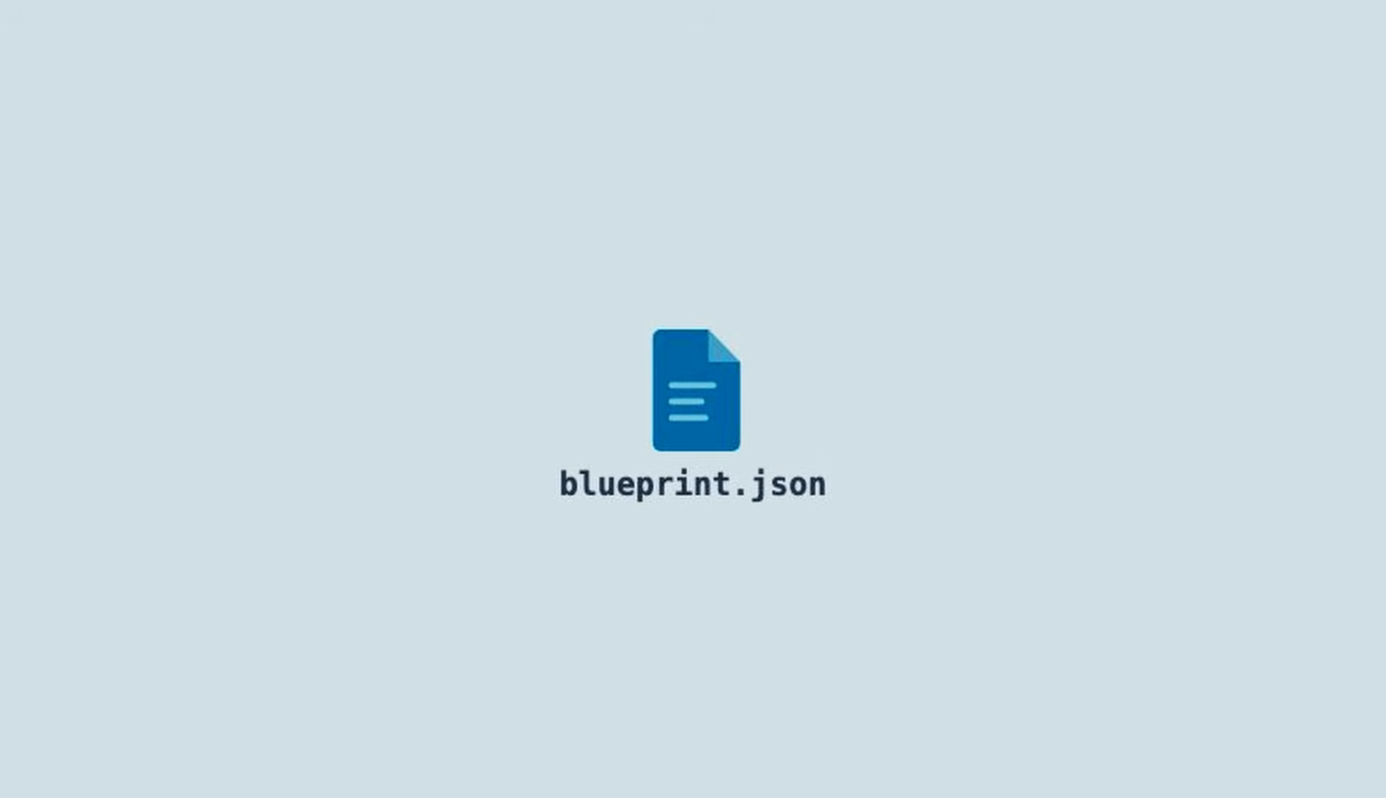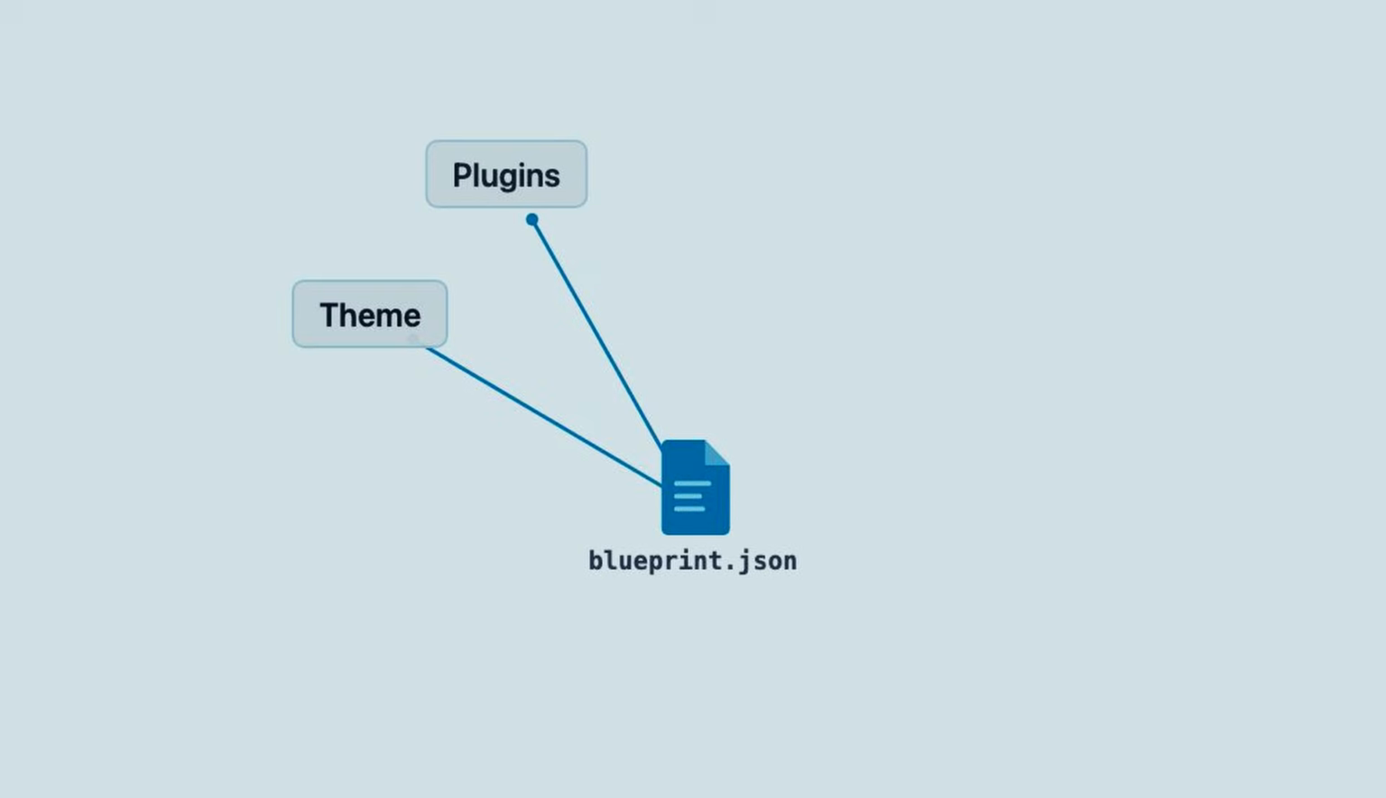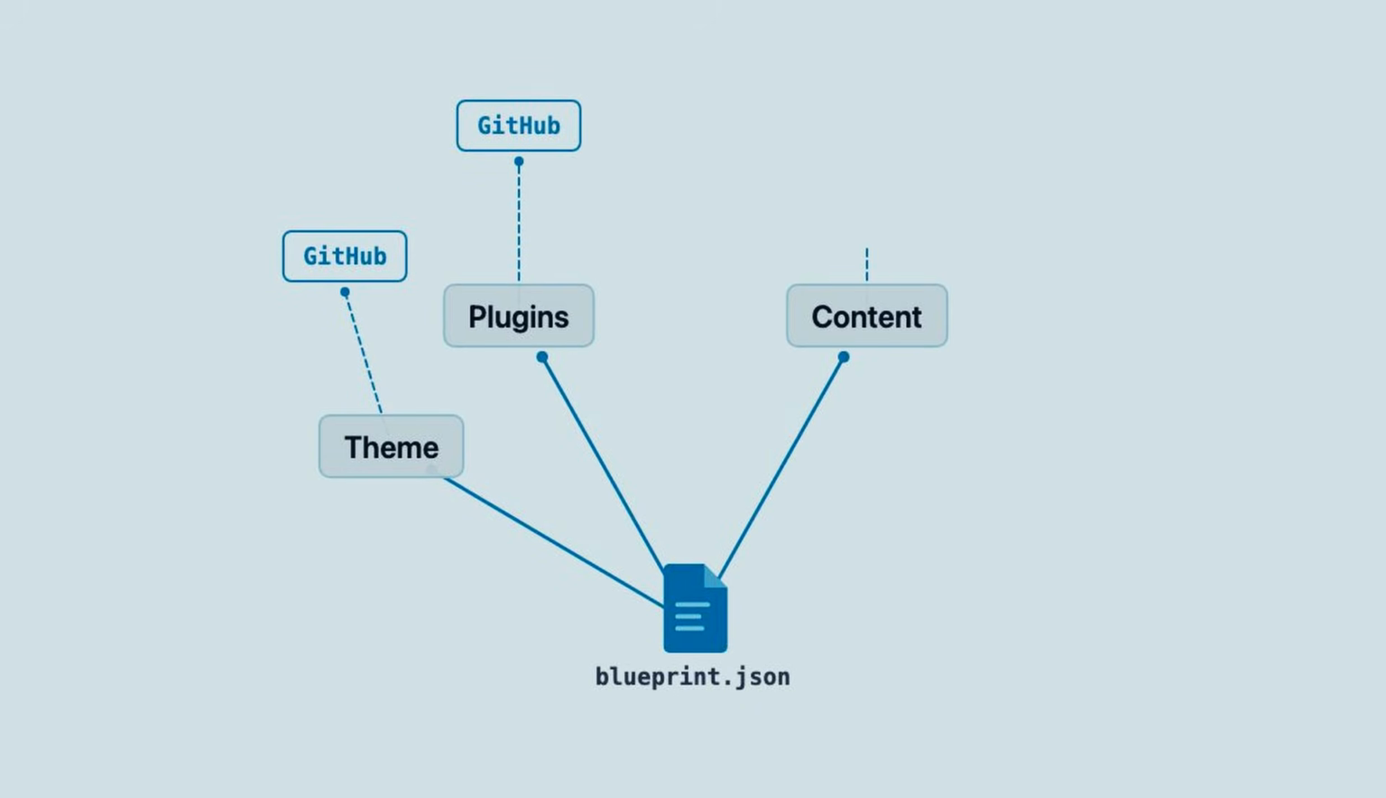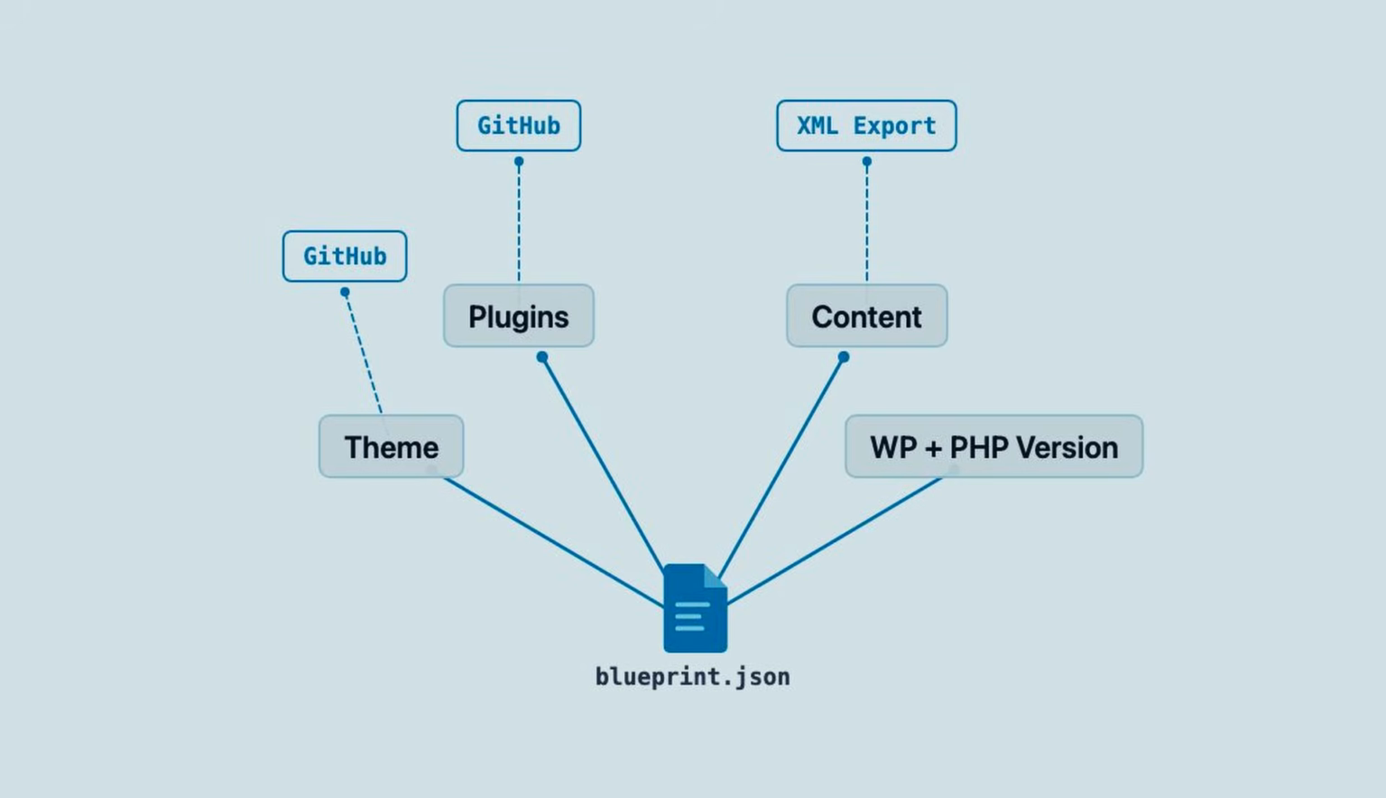So blueprints are the JSON configuration file that tell Playground how to set itself up. You define what theme to install, what plugins to load, and what content to import. You can point that directly to your GitHub repositories for your themes and plugins, and you can pull in dummy content via an XML export. You can even set up which version of WordPress and which version of PHP it boots with, which is really handy if you want a training environment to match exactly what's on your live server. The whole thing builds itself from a single file.